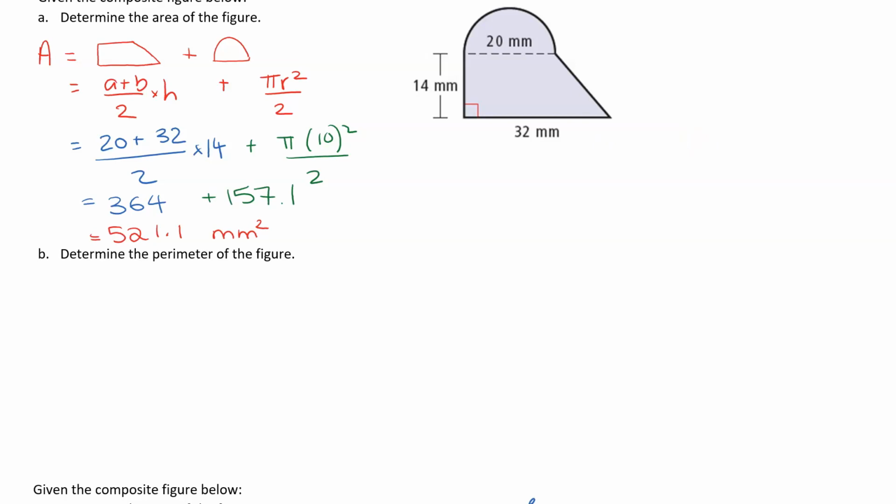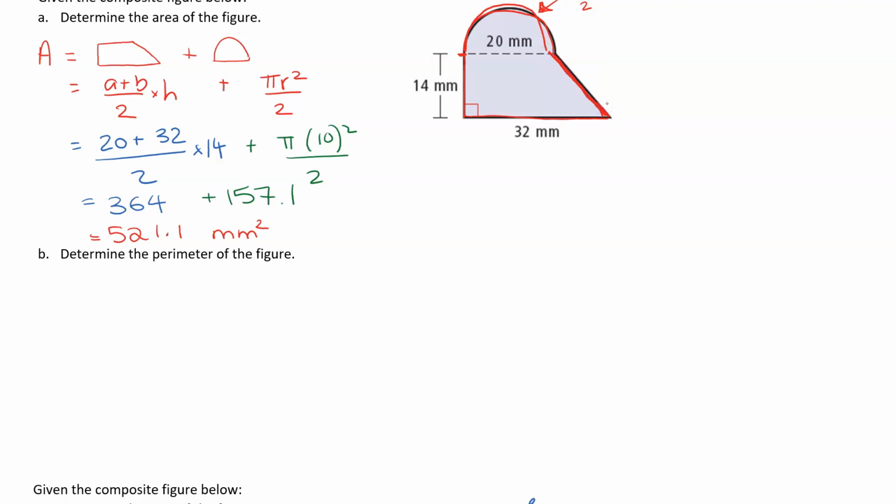Okay, so the perimeter is the distance all the way around the outside. I would start maybe here and say it's that side plus that side plus that side, plus this here, which is a semicircle. There's two that I don't know. I need to work out this, which is the circumference of a semicircle. So this would be pi times the diameter divided by 2. And then this here, I don't know.